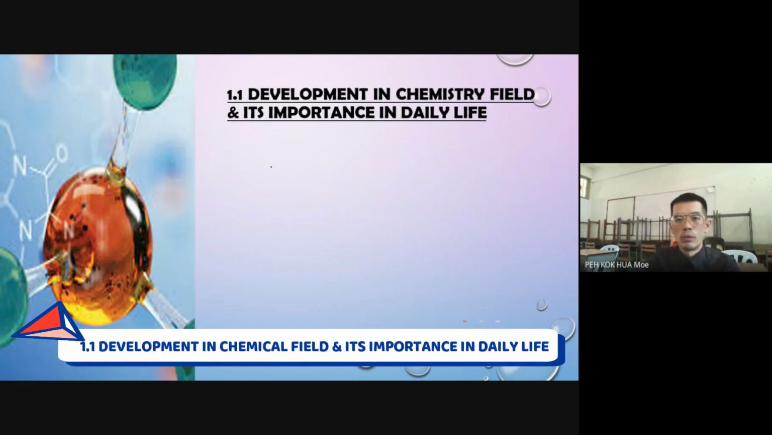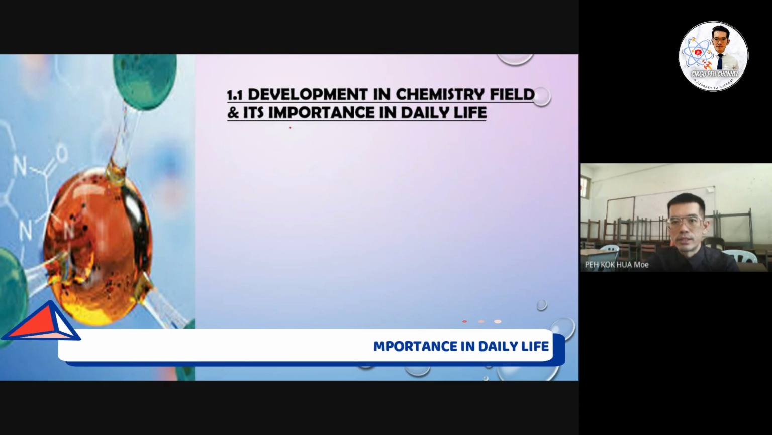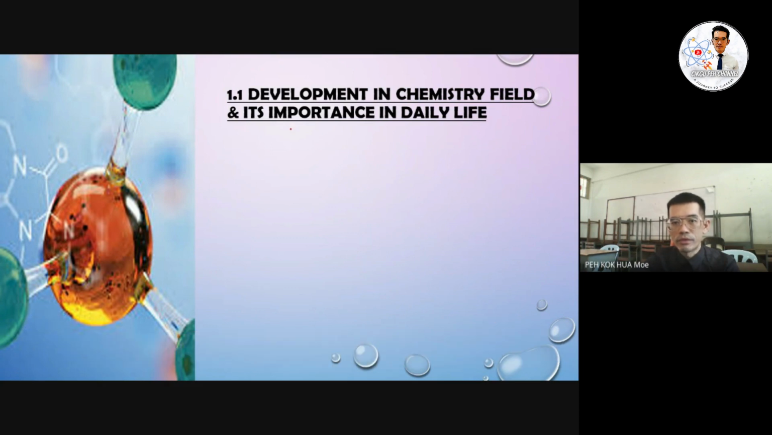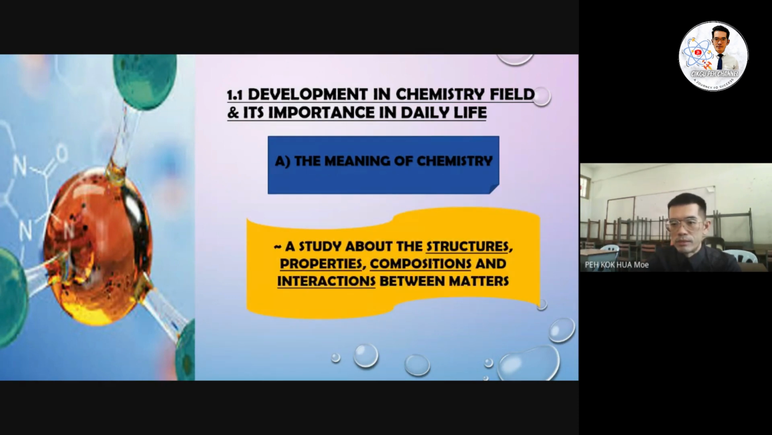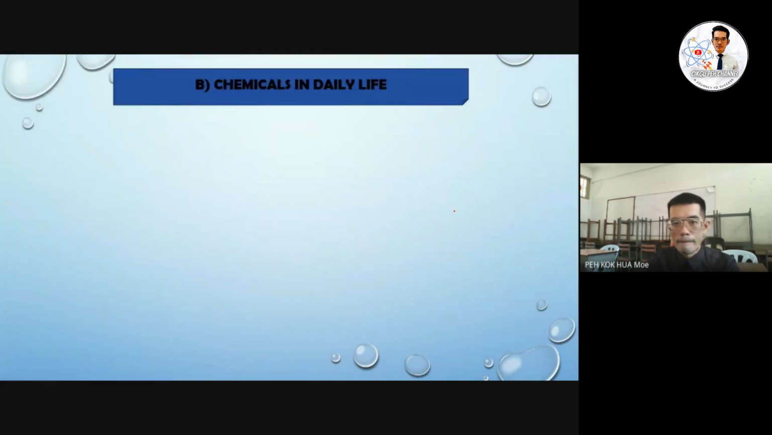So we go to our first subtopic, development in chemistry field and its importance in daily life. The first one, you have to know the meaning of chemistry. It's a study about the structure, properties, composition, and interaction between matter. So this is the definition for chemistry. And chemistry in daily life.